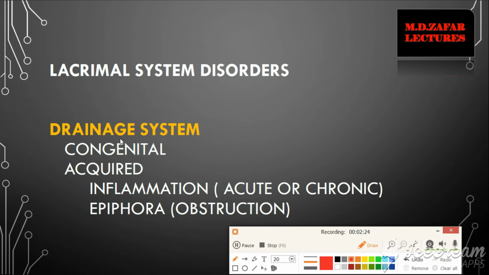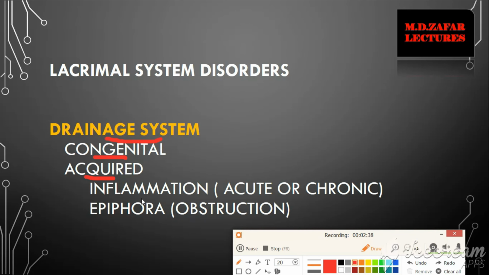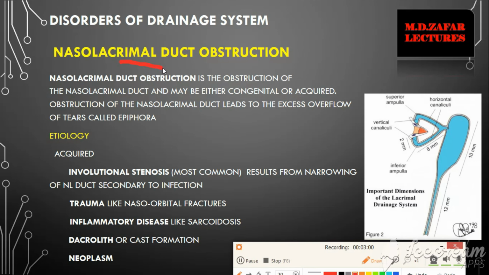Now talking about the pathologies of the drainage system, which would either be congenital or acquired. Now the acquired causes include inflammation, be it acute or chronic, and obstruction. Now I will talk about nasolacrimal duct obstruction.